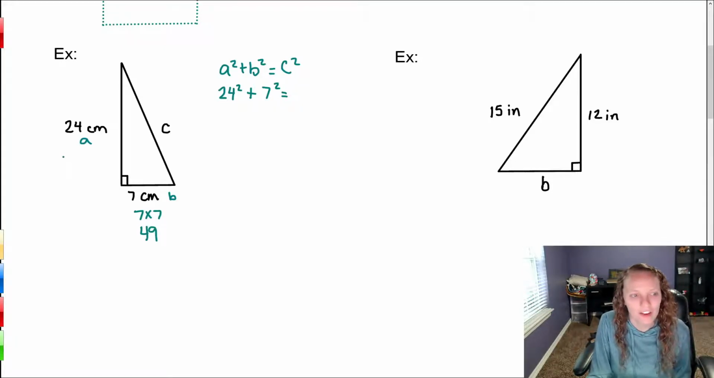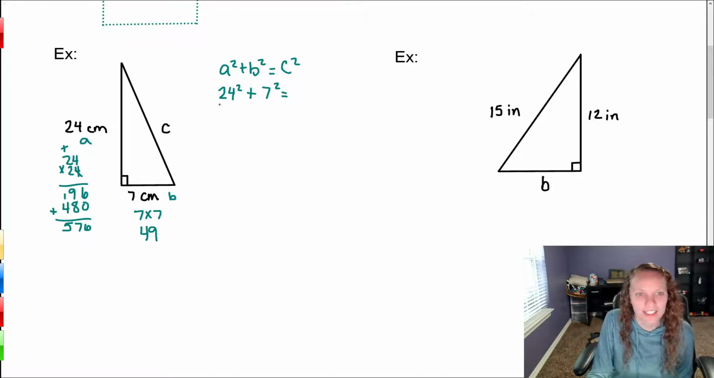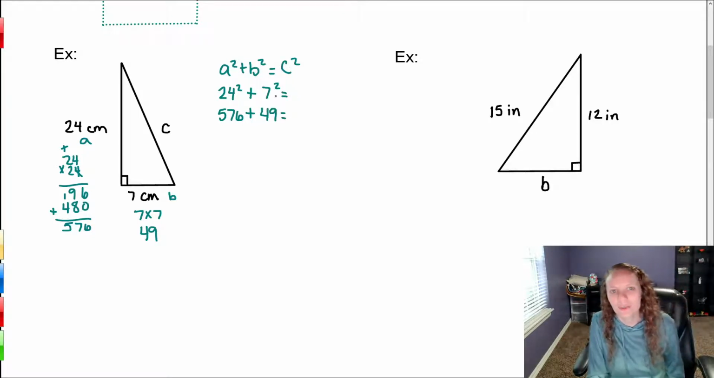And then we have to figure out what 24 times 24 is. 4 times 4 is 16. 4 times 2 is 8, plus 1 is 9. Add a 0. 2 times 4 is 8. 2 times 2 is 4, and add them up. And then I'm getting 576. So 24 squared is 576, and then we would add that with 7 squared, which is 49. And that will tell us what C squared is equal to.